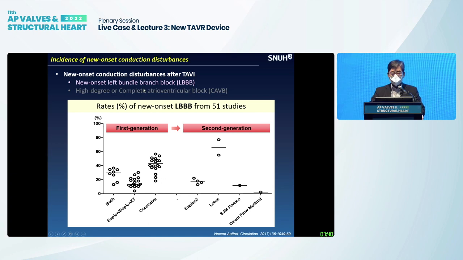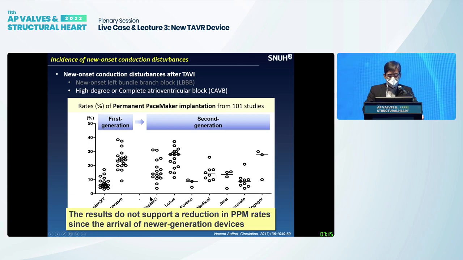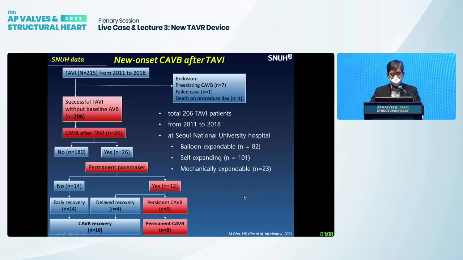New onset LBBB is a little bit higher than high degree and complete AV block. That is less than 10% in Sapien XT and more than 20% in core valve. That does not decrease in the case of Sapien 3, which is a little bit higher than Sapien XT in terms of high degree AV block. Thus, these results do not support a reduction in pacemaker implantation rate since the arrival of newer generation devices.